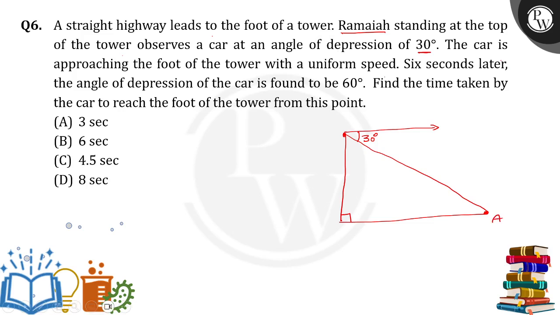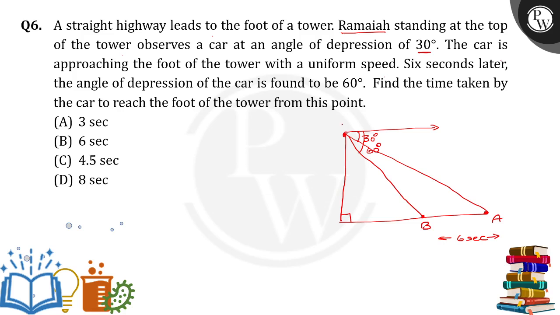Now 6 seconds later, what will happen? It will come closer, right? So it came up to point B here. Now the angle of elevation changed from 30 degrees to 60 degrees. So this time has taken totally how much? 6 seconds time has taken from A to B.